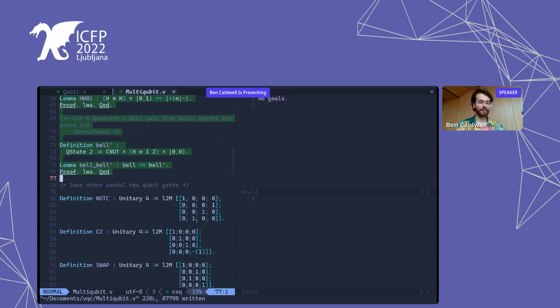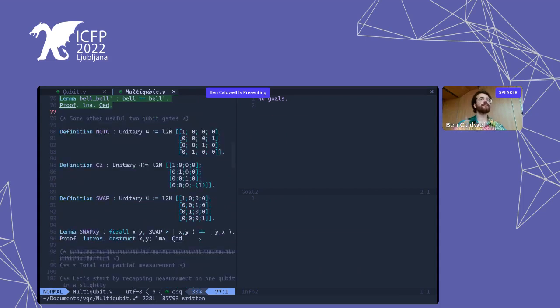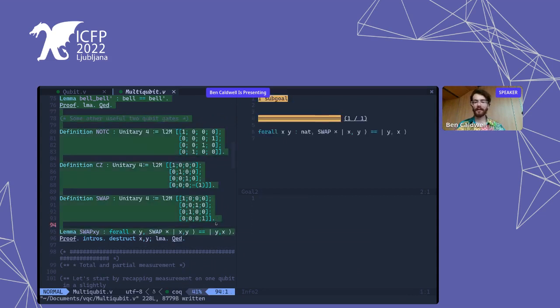We have some other useful gates defined. If you want to use this to maybe build a language on top of that, you can talk about verification. These are the standard things you might need, right? You'll have NOT, controlled NOT, and swap gates. And we can actually show that they do work exactly how we would expect on these multi-qubit quantum states that we have.